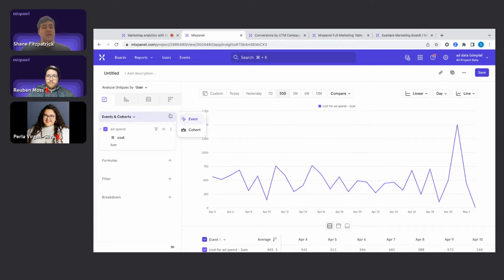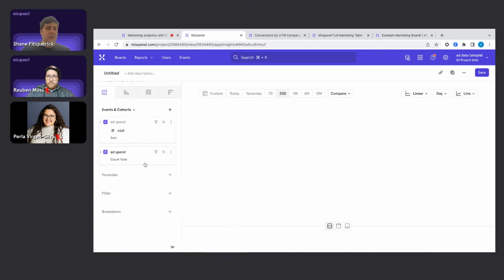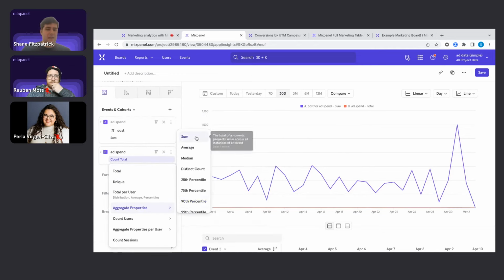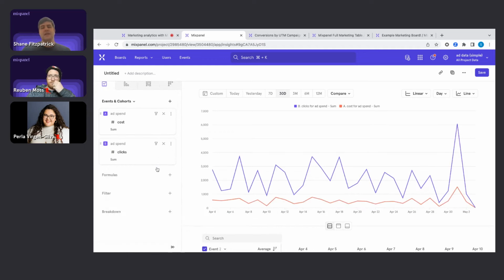We can also add another metric in. Let's add the other ad spend event, and let's select maybe clicks this time. So now we have cost and clicks on the same graph. Something you might be very familiar with is a very common marketing metric called cost per click. And we can build this out now very easily from the data we just threw up on this graph.